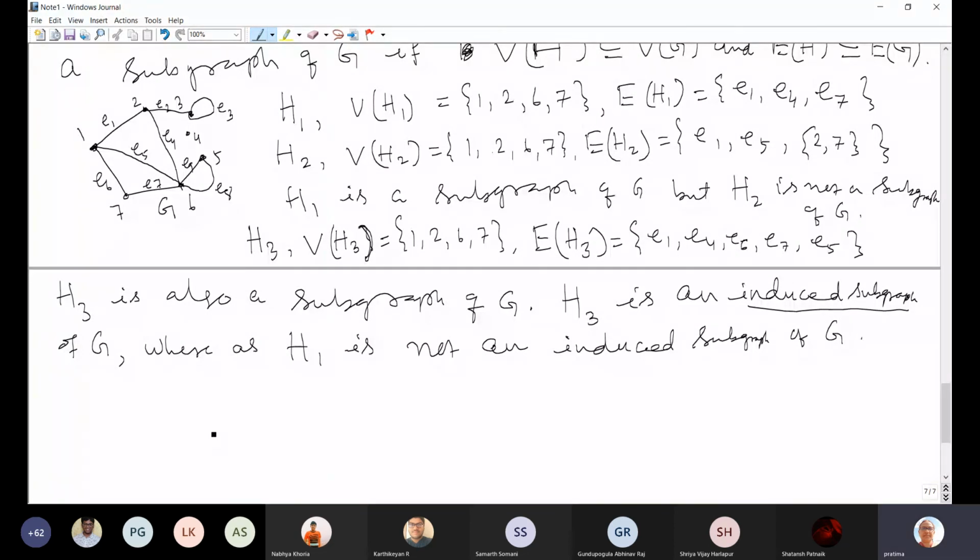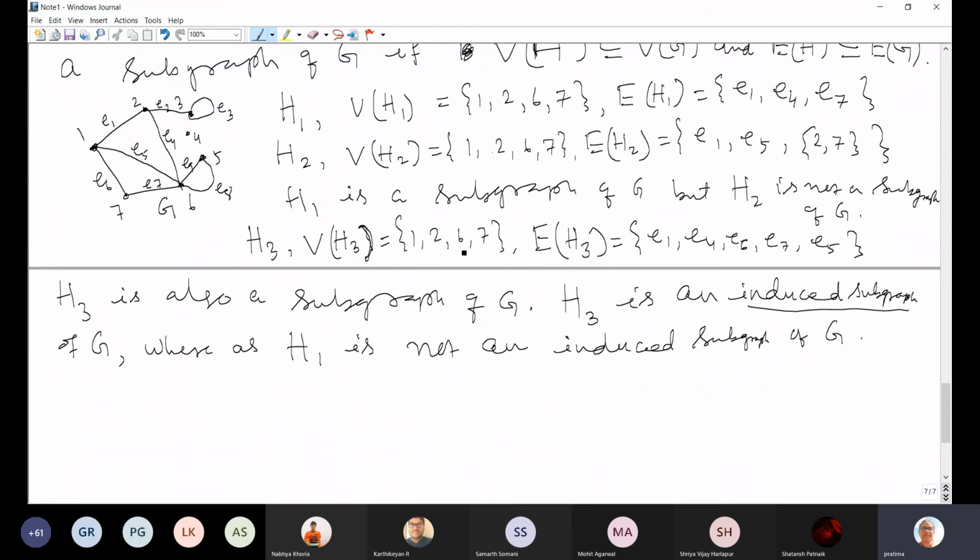Ma'am, because H3 has all the edges of the graph whose end vertices are in H3. This H3 contains all the edges of the graph whose end vertices are vertices of this subgraph. So therefore, this is called an induced subgraph.